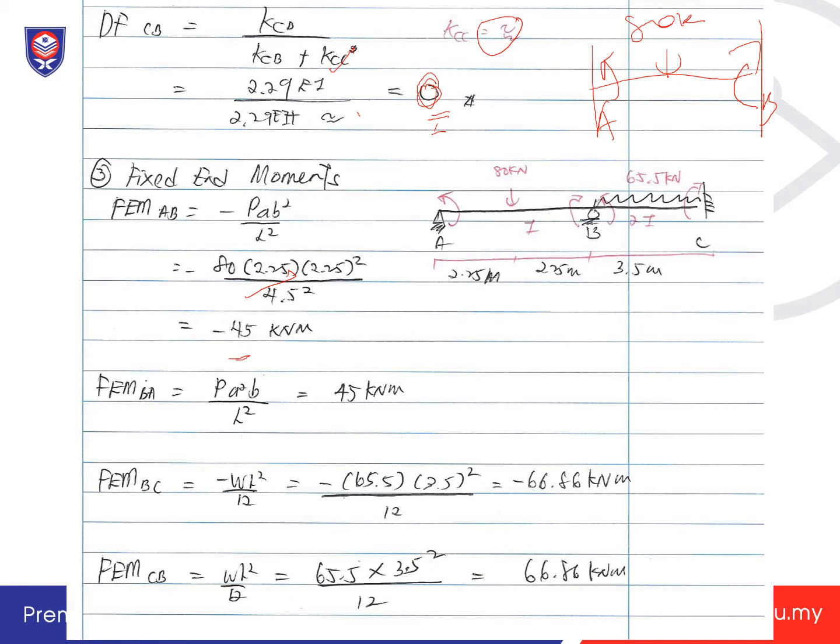And FEM AB is positive PAB squared... positive PA power of 2 B over L squared, you will get positive 45. So this is the same as the slope deflection method, you refer to that. And then FEM BC, at these sections, you will get negative WL squared over 2 plus WL squared over 12. So you substitute the value into it, you will get negative 66.86. And then FEM CB is positive WL squared over 12, so you get 66.86.